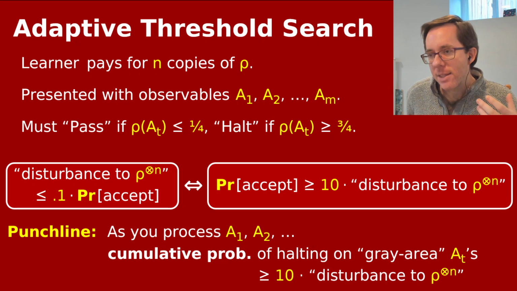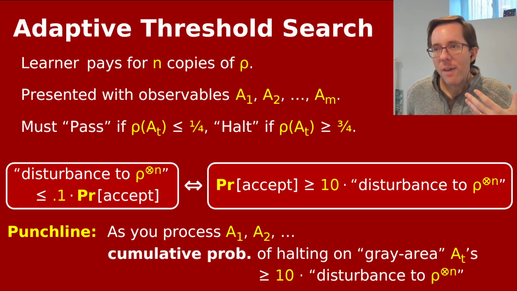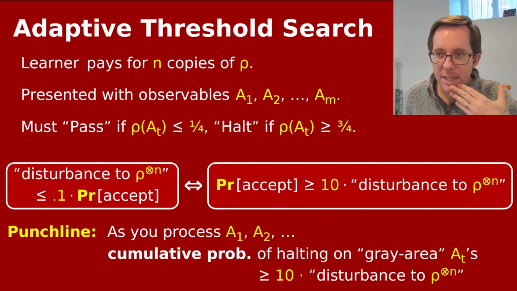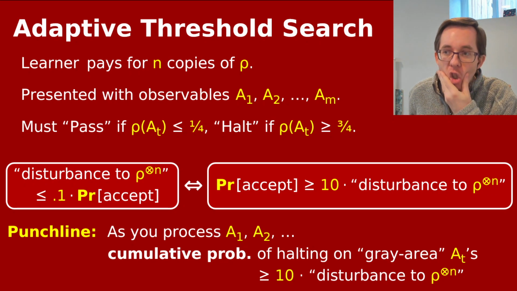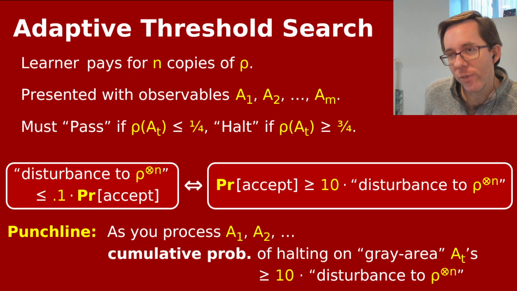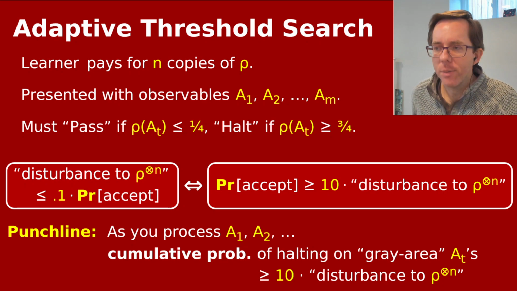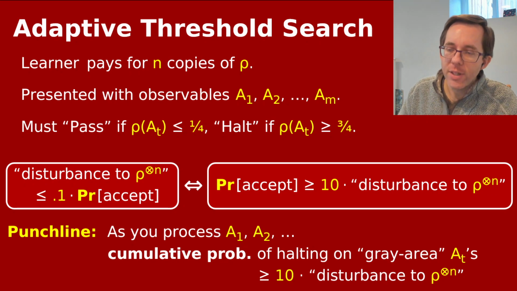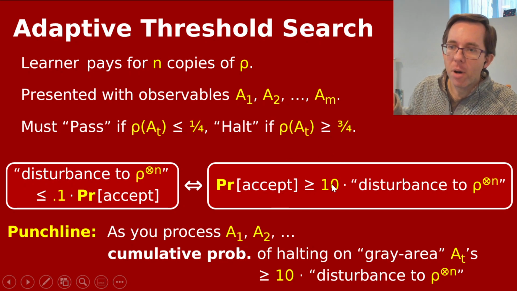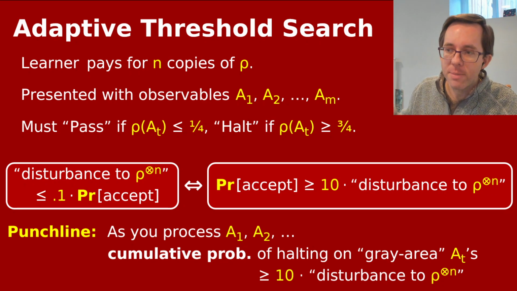main worry is the gray area ATs, which have this property that they really could add a lot of disturbance to your state, and you don't mind halting on the gray area ATs because their expectation value is bigger than a quarter. So you even want to halt on these gray area ATs. And this dream tells you that the cumulative probability of you halting on the gray area ATs is always more than 10 times the disturbance.